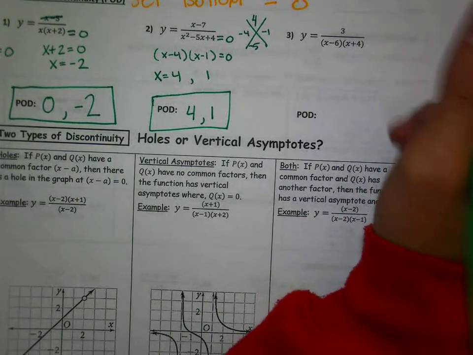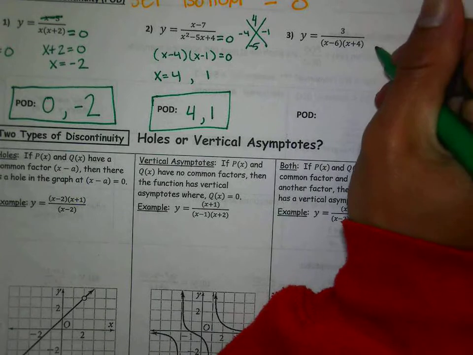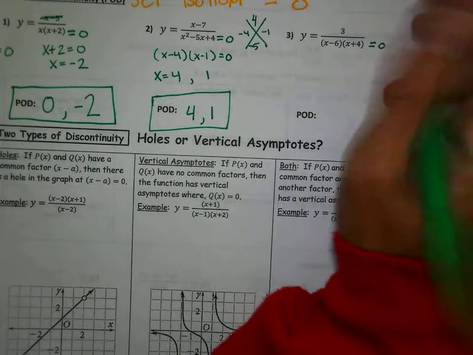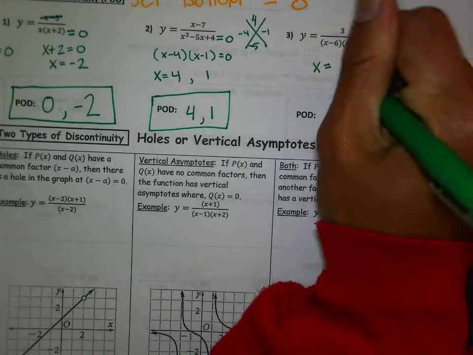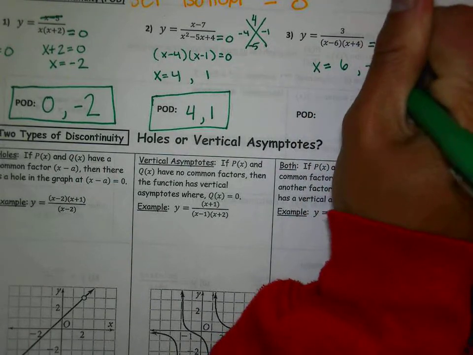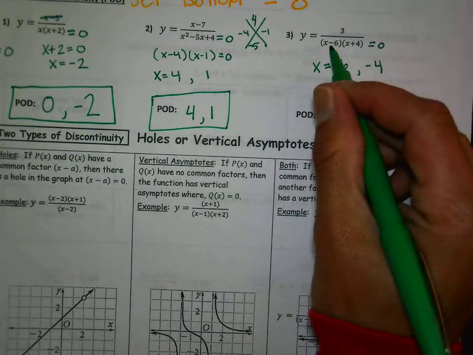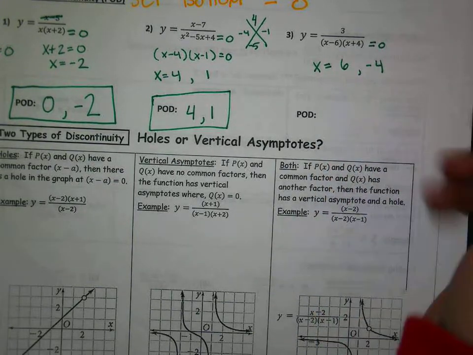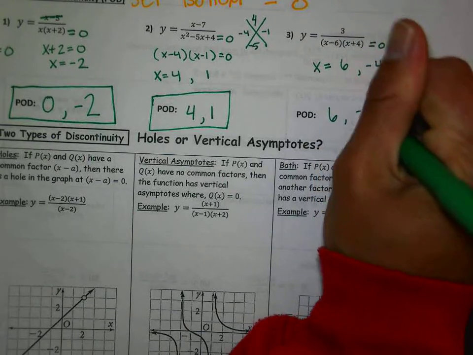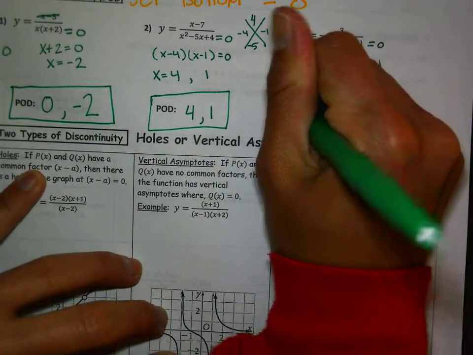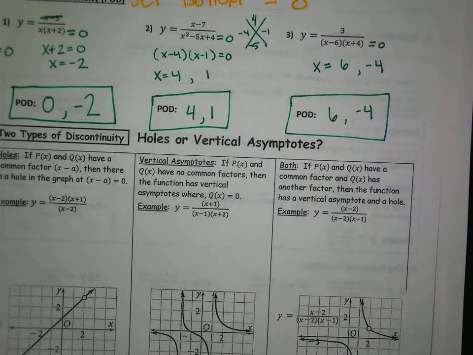All right, so on number 3, we're still setting the bottom equal to 0. Now this one's already factored for me, so my solutions are going to be 6 and negative 4. When I solve for x, I would add 6 and subtract 4. And so those are also going to be my points of discontinuity. Nice, I was right. I thought you were going to put negative 6. So once you solve for x, those give you your points of discontinuity.